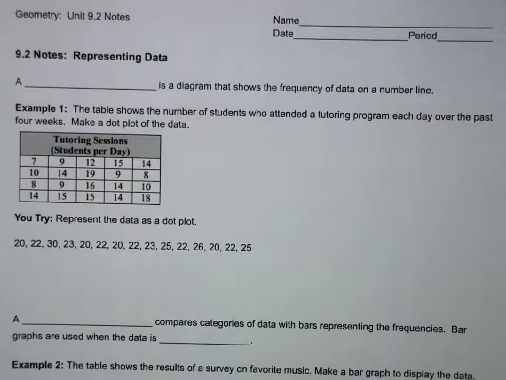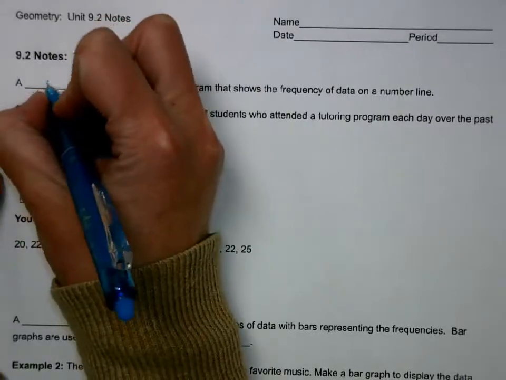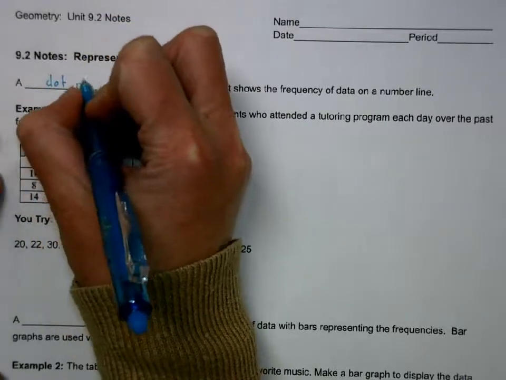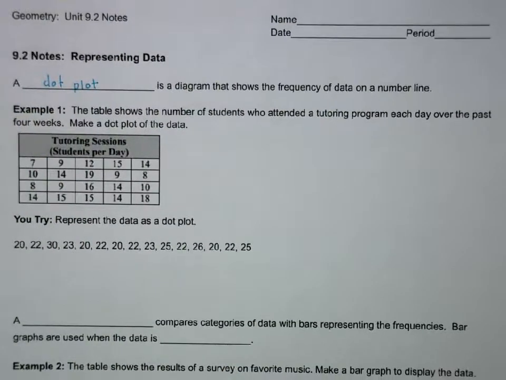Today I'm going to go over 9.2, representing data. So we're going to be making some charts. The first type of chart that we're going to do is something called a dot plot. Okay, and it'll show the frequency on a number line. So we're going to create a number line.